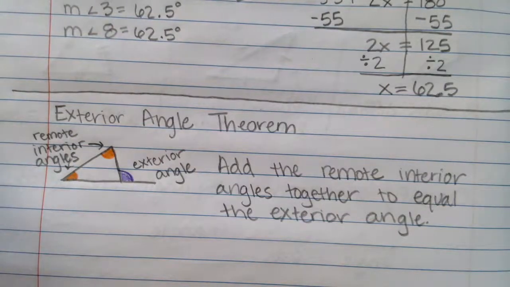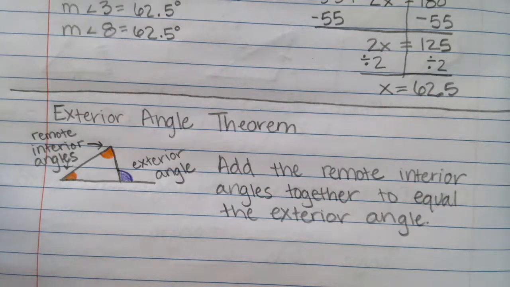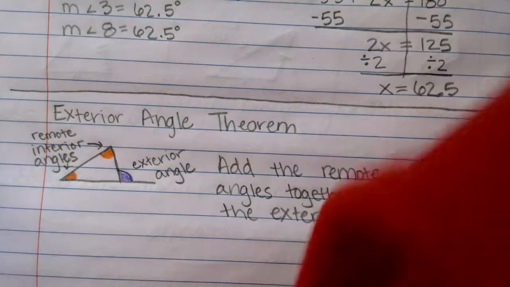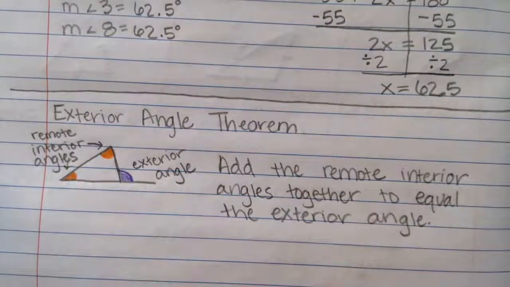So we have 2 more examples. I'm going to be out of space here, so I'm going to the next page. So you might need to go to the next page. If not, you might be able to do these side by side, depending on how much work you show. It's your choice.